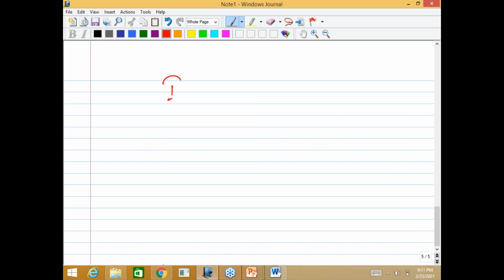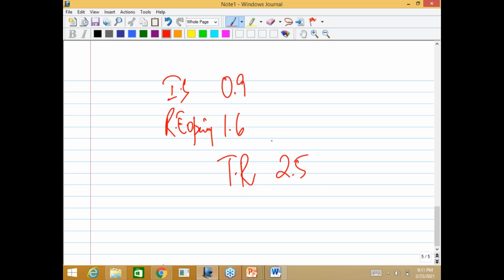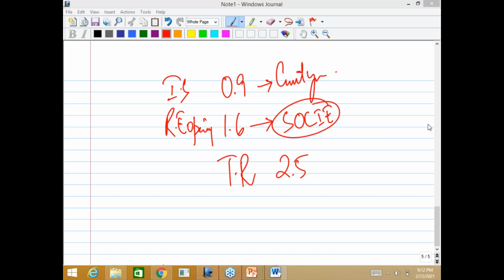Income statement debit because it's a loss, retained earnings opening balance debit, and receivables credit. So receivables should be credited with 2.5. Retained earnings opening balance will be 1.6, and income statement we need to debit 0.9. So this will be reported in the current year's income statement, and this will be the adjustment of the opening balance from the retained earnings. It is reported in SOCI, statement of changes in equity.